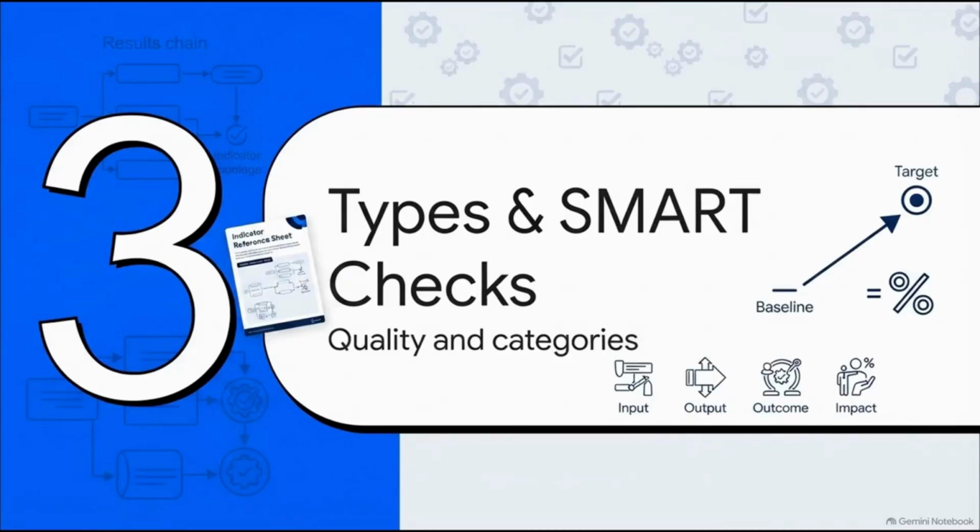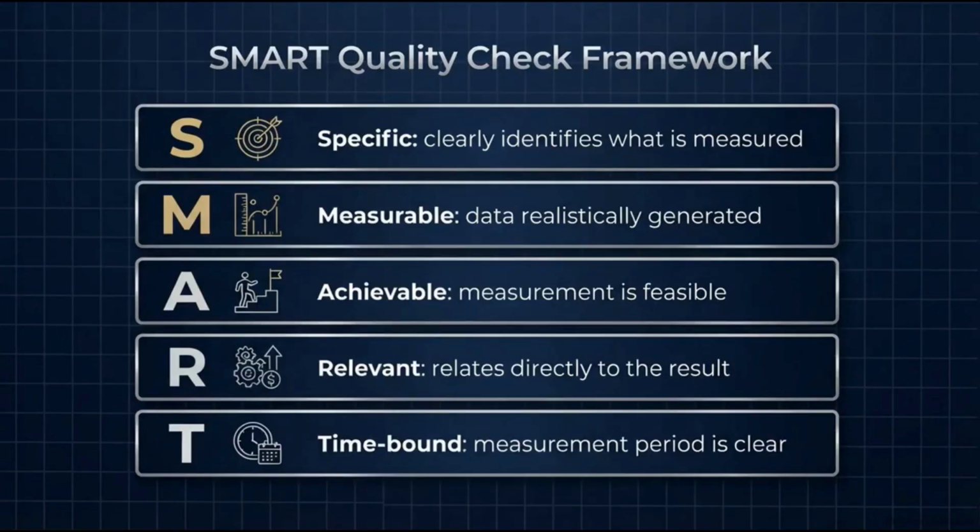Section 3. Indicator types and smart checks. Let's open up our toolkit and look at the essential quality checks we use to make sure our measurements are robust and ready for the real world. I'm sure you've heard of the SMART framework: specific, measurable, achievable, relevant, and time-bound. It's incredibly useful, but we need to clarify something. SMART is a design test for feasibility. It's not the definition of a good indicator itself.